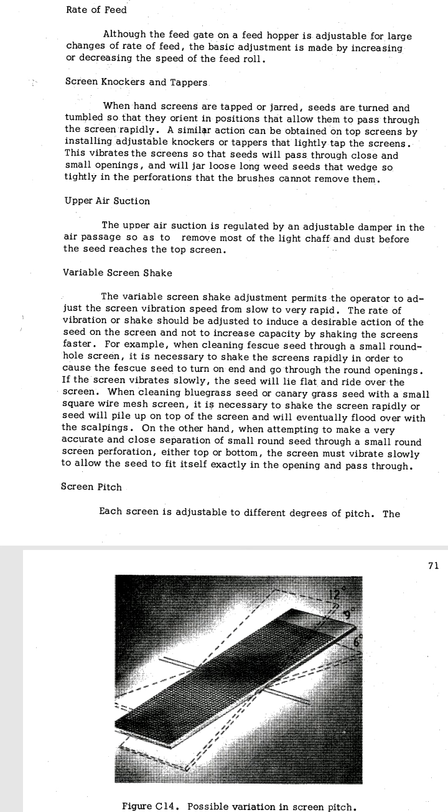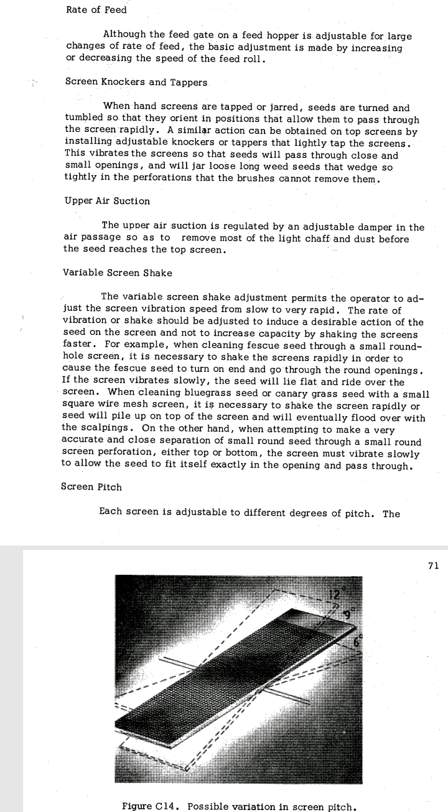When cleaning bluegrass seed or canary grass seed with small square wire mesh screens, it is necessary to shake the screens rapidly or seed will pile up on the top screen and will eventually flood over with the scalpings. On the other hand, when attempting to make a very accurate and close separation of small round seed through a small round screen perforation at the top or bottom, the screen must vibrate slowly to allow the seed to fit itself exactly in the openings and pass through. But this is also an important adjustment in a screen machine, variable screen shake.